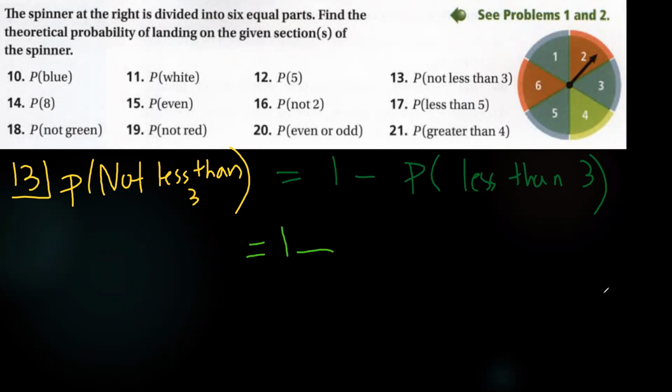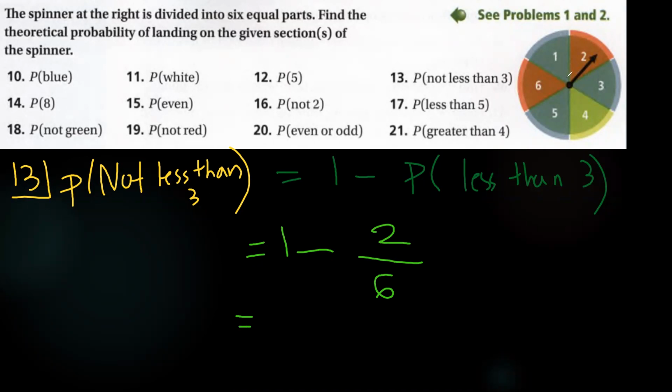Now, what is the probability of choosing a number less than 3? 2/6. Bravo. Now, first ask yourself, how many numbers are less than 3? 2 and 1. So 2/6. So I want now not less than 3. So 1 minus.